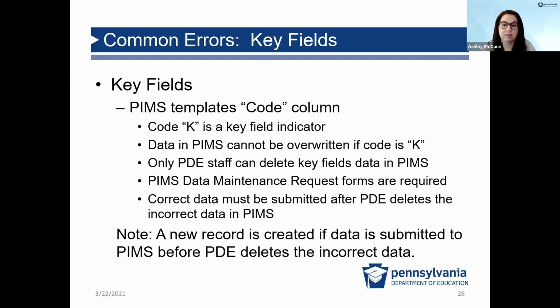Some common errors for the student uploads are key fields. So PIMS templates have a code column. The code K is a key field indicator. The data in PIMS cannot be overwritten when the code is K. You'll find that there are updatable fields, so you don't have to ask for a deletion if you're updating just those fields. But if you're trying to update something that is coded as a K, you will have to ask for that record to be deleted first.